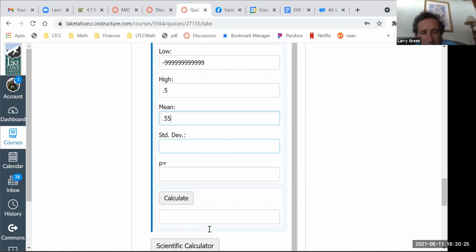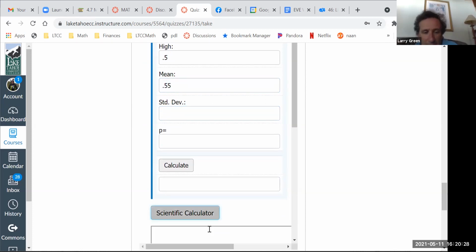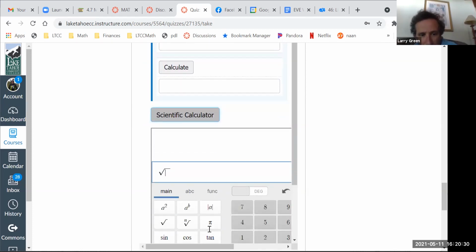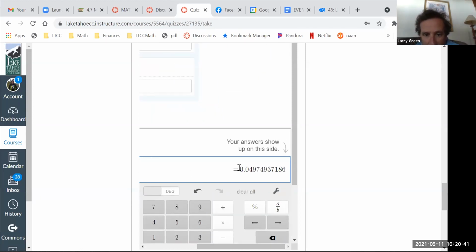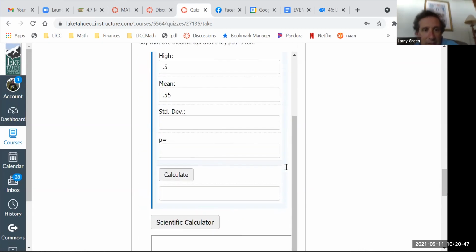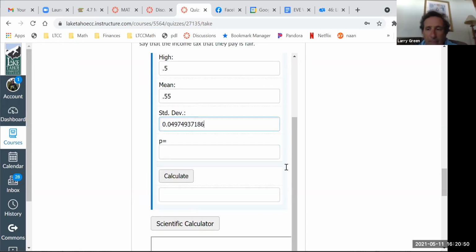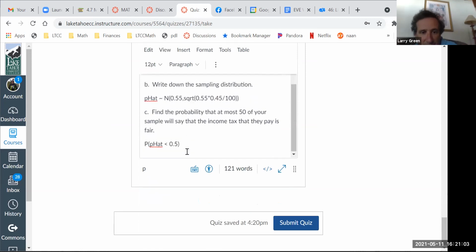The standard deviation was messy, so I need to go to my calculator. And I need to get the square root. And then I'm going to go 0.55 times 0.45 divided by 100. And that's this guy, 0.0497, bunch of other numbers. So I'm going to copy and paste it, pop it in that standard deviation. And we want P, so we hit calculate. And it looks like about 16% chance. I'll just grab a bunch of decimals and then I can paste it in.